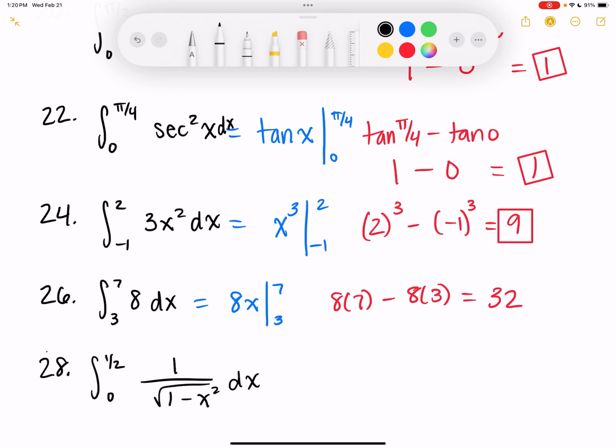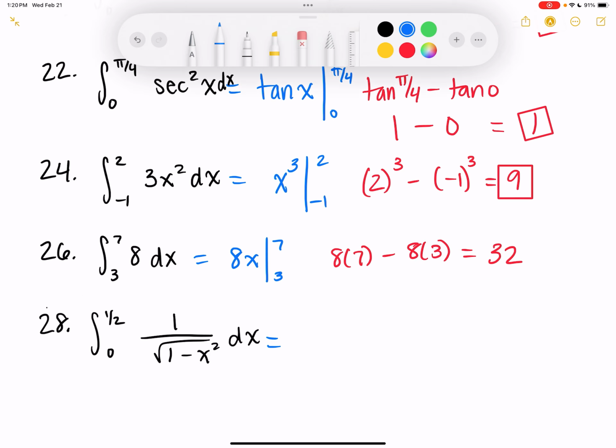Hold up. Oh. That just made me vomit. That's terminal. That looks like sine. It's inverse sine. That's what I meant. Inverse sine of x evaluated from 0 to 1/2.